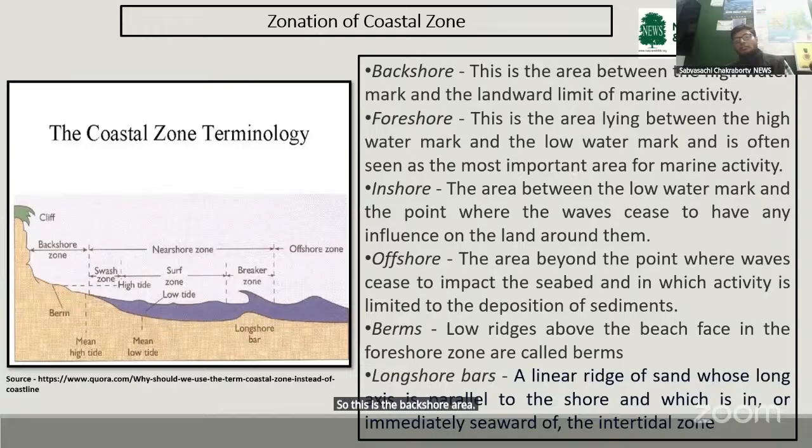The foreshore is the area lying between the high tide area and the low tide area, which gets washed twice a day. So this is the most important area for marine activity. The inshore area extends from the lowest low water mark to the point where the waves cease to have any influence on the land.